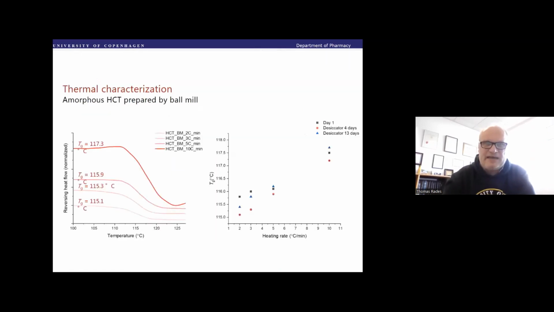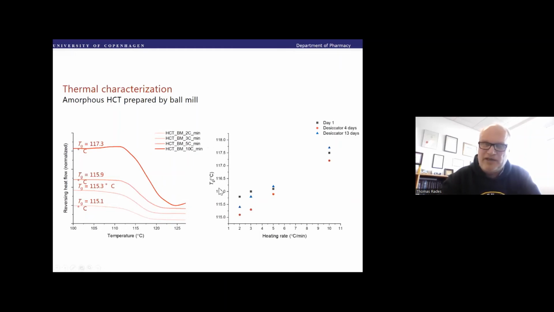And here some DSC data to just get you hooked on this fascinating topic. We have here amorphous hydrochlorothiazide prepared by ball milling. And as I have told you before, if we are changing the heating rate at which we are determining glass transition temperature, we see a shift in the glass transition temperature. The faster we heat, the higher the glass transition temperature. And we see that this is true at the beginning and after some storage also. So this looks variable, but please note that the y-axis here goes from 150 to 118 degrees centigrade.